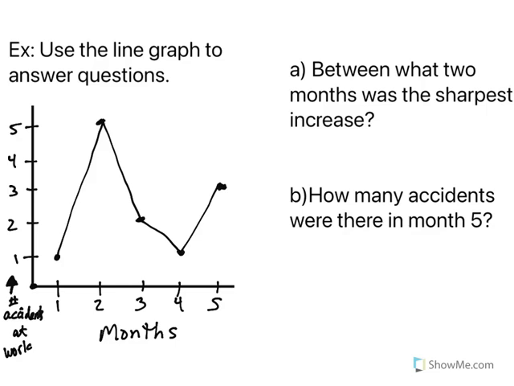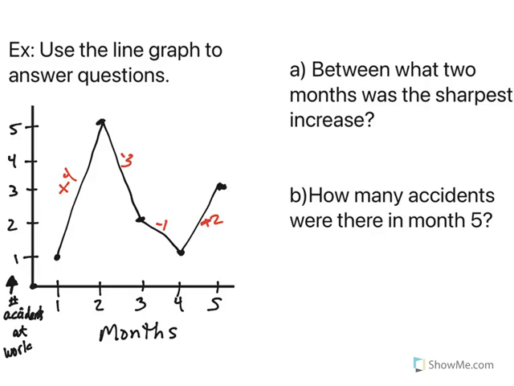Now, sometimes it's hard to see this, but you can kind of look, and maybe you want to just do some math, right? Between months 1 and 2, we go from 1 to 5. So that was an increase of 4. From 2 to 3, we go from 5 to 2, which is a decrease of 3. From months 3 to 4, we go from 2 to 1, which is a decrease of 1. And then from 4 to 5, we go from 1 to 3, which is an increase of 2.